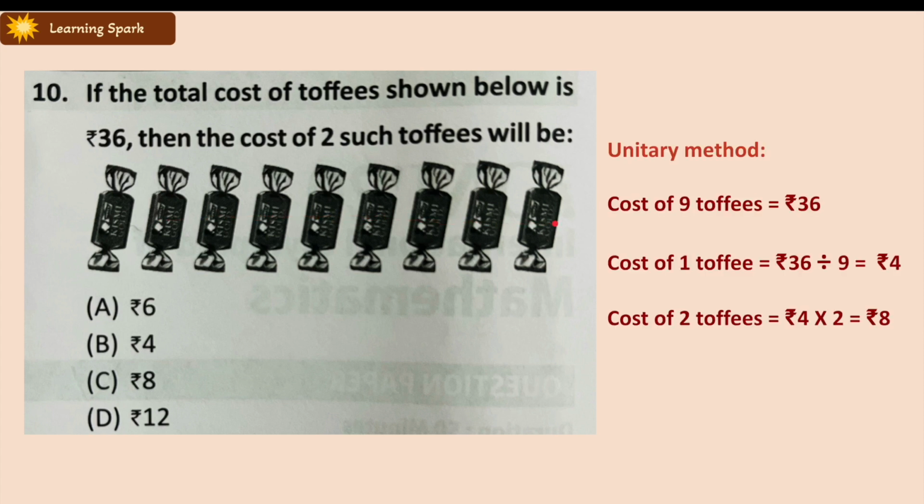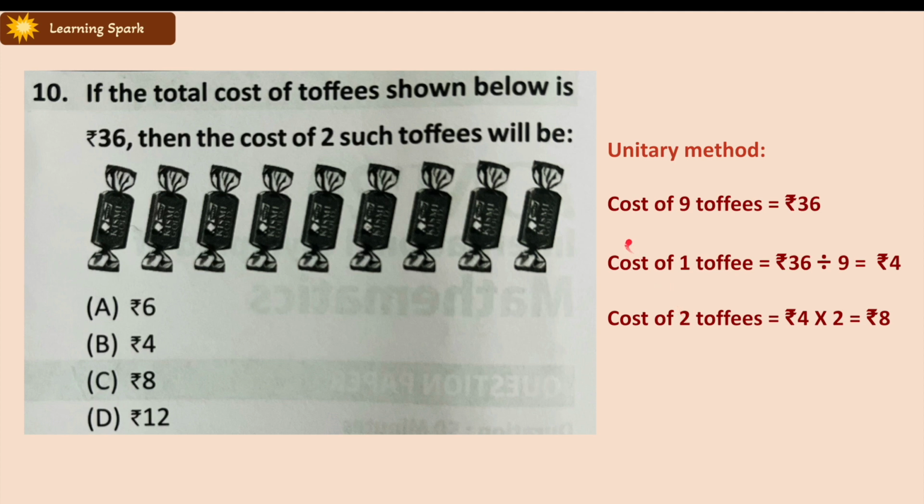9 toffees are there. So we will use something called the unitary method here, because the total cost of 9 toffees is given. So we have to first come to 1 toffee. From 9 we come to 1, and from 1 we jump to 2. Okay, that is the unitary method. So whatever is given, you come to 1 first, and then you get to the answer.